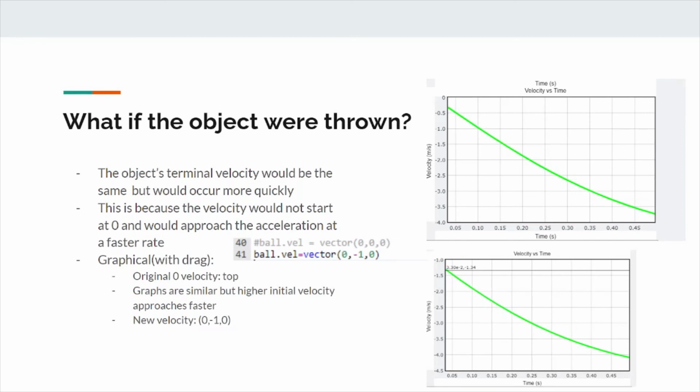What would happen if the object were thrown down rather than starting at rest? If the object were thrown down instead of dropped, terminal velocity would remain the same but would occur faster. This is because velocity would not begin at 0 and would approach the terminal velocity at an accelerated rate. This can be easily modeled by GlowScript by editing the initial velocity as shown. These graphs show the velocity begin to level off at around the same rate, but with the edited graph on the bottom happening sooner as predicted.